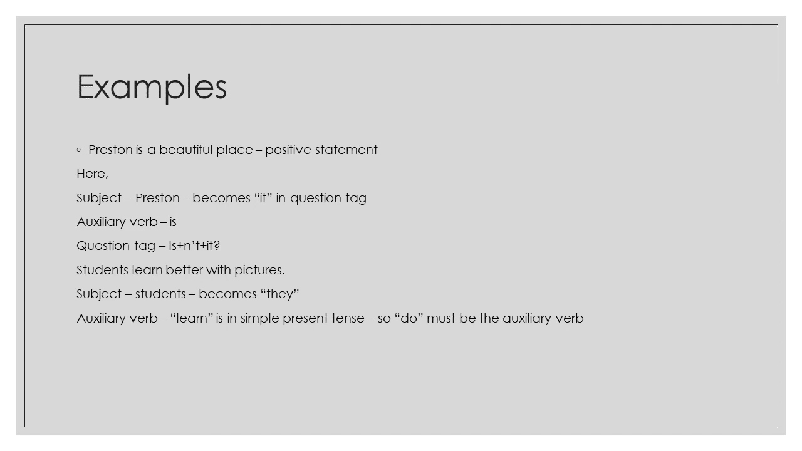So the main verb is learn. So what did we learn previously? Whenever there is simple present or whenever there is only a main verb in a sentence, you would use the auxiliary verb do. Okay, and because this is a positive sentence, you're going to use the opposite of do. So that is don't. And the sentence becomes students learn better with pictures, don't they? Okay, so that is how you use the question tag. I haven't written it here, so if you understood, you can write it in the comments box.